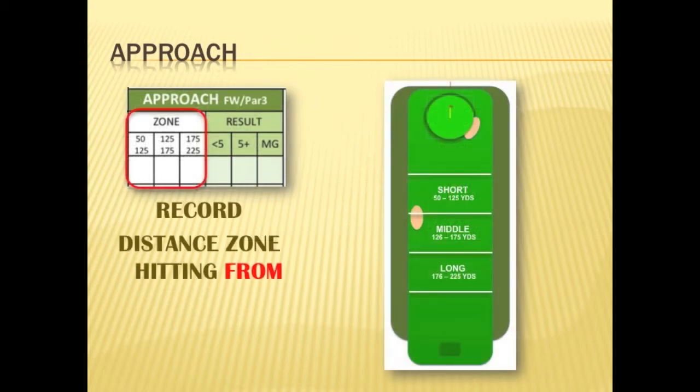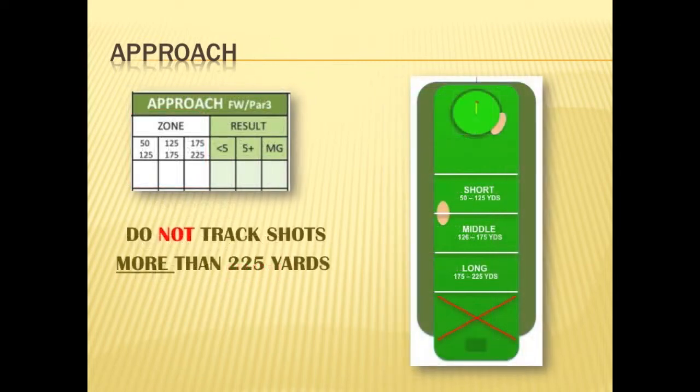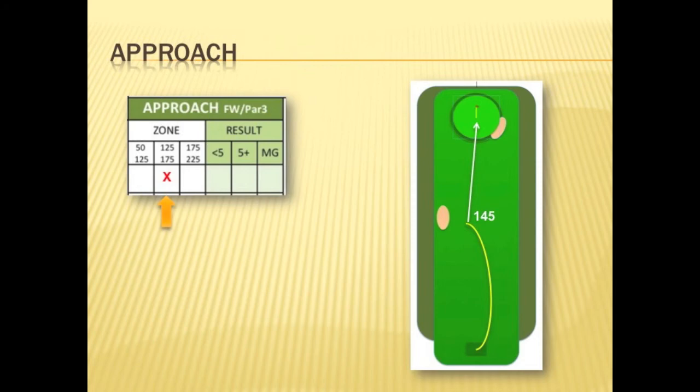In order for your statistical report to compare your approach performance from different distances, you first record one of three distance zones you're hitting from: 50 to 125 yards, 125 to 175 yards, or 175 to 225 yards. You do not track shots hit from more than 225 yards from the hole. Since our approach shot on this first hole was 145 yards away, we marked the center box.